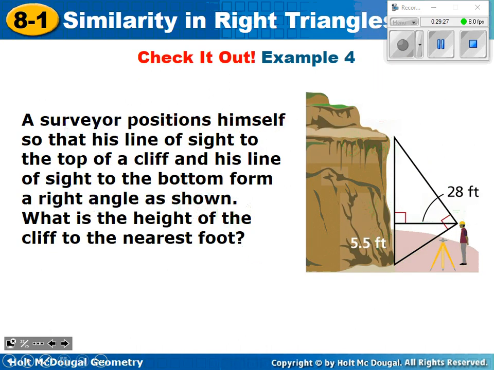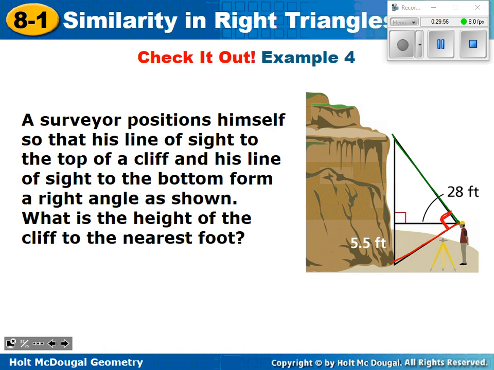Okay? So a surveyor positions himself so that his line of sight goes from your eyeballs. If you have a word problem on your homework, think from my eyes. His line of sight to the top of the cliff. So here's the guy, here's his eyes to the top of the cliff, so he positions himself so that the line of sight to the top of the cliff and his line of sight to the bottom form a right angle. So now here's his eyes, now he's looking down at the bottom, and this is a right angle.